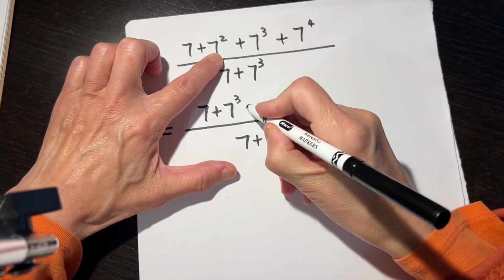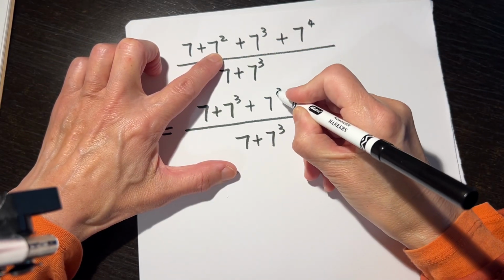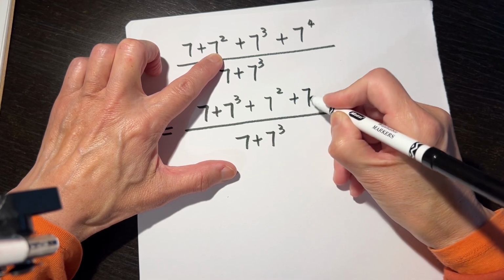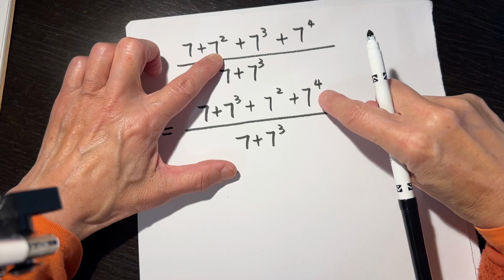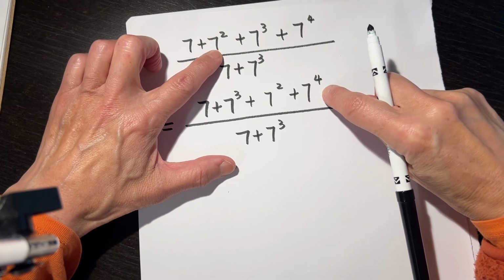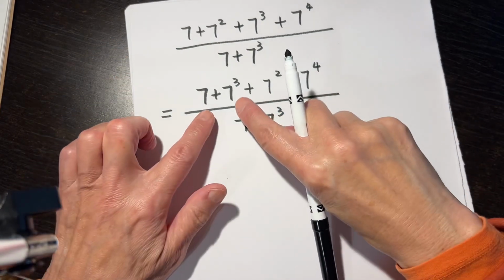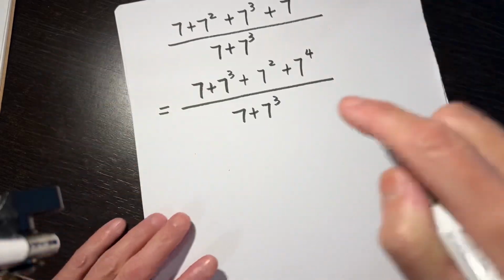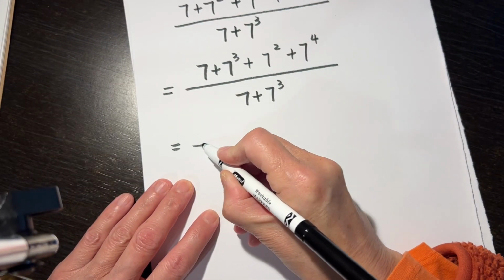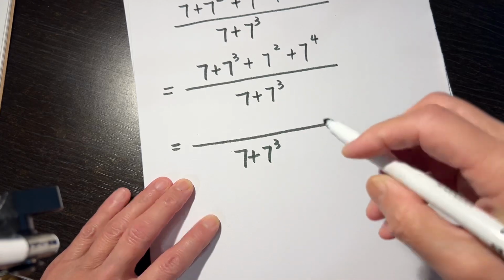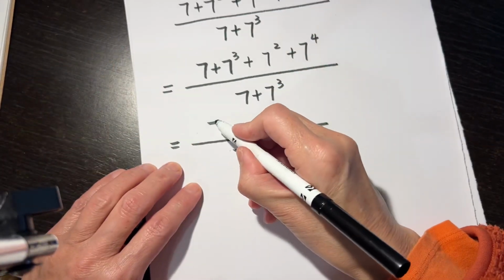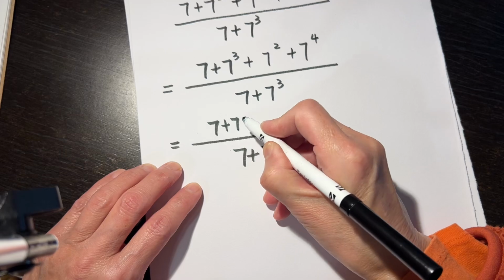And here is 7 to the power of 4 and 7 to the power of 2 and 7 to the power of 4, right? So I still have everything in it. I did not change any of the value. So this one, we can make it into one item.